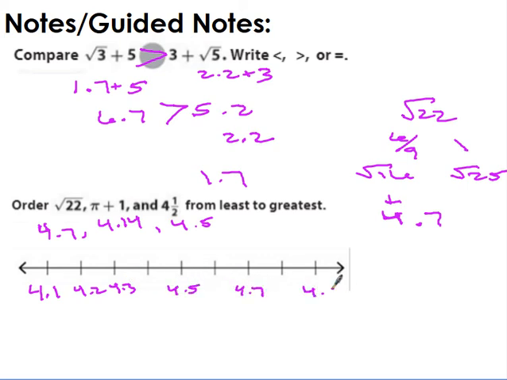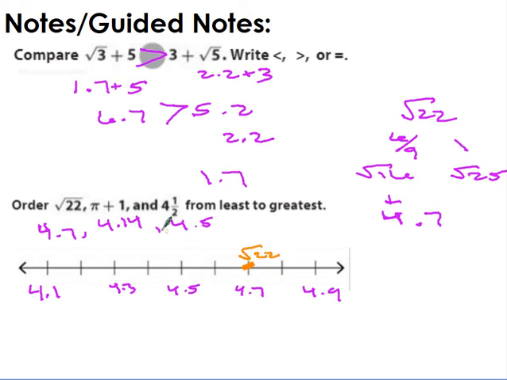4.7, 4.9. Okay, so I skipped by every other one just to make it look a little bit more friendly. And now I go place this on a number line. The big thing about placing these numbers on a number line is to use the original value. Square root of 22 is not equal to 4.7. So I'm trying to place the square root of 22 on a number line. That's where I'm going to place it, and I'm going to write it down as square root of 22.